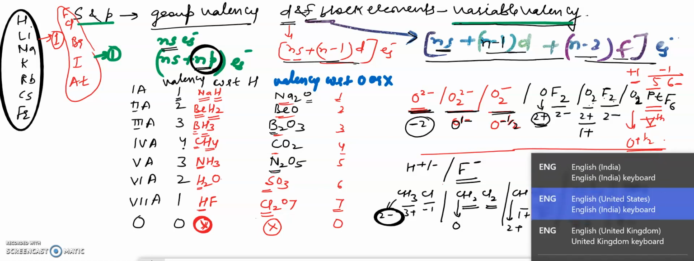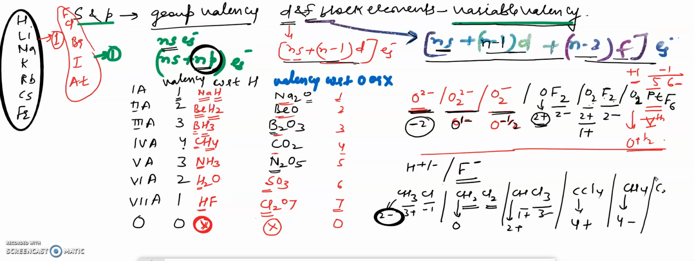Now see, what about glucose? Glucose is C6H12O6. Here you want to calculate the oxidation state of carbon. 6C plus 12 minus 12 is equal to 0. So 6C will be equal to 0, so C will be equal to 0. In glucose, carbon will show 0 oxidation state.